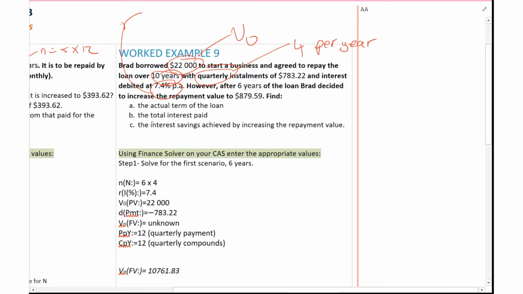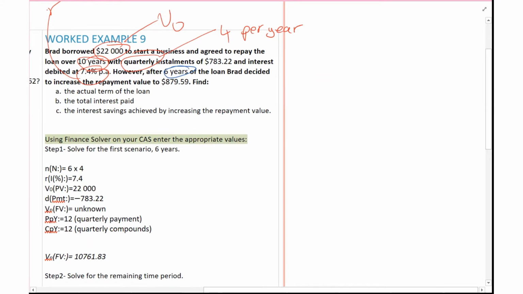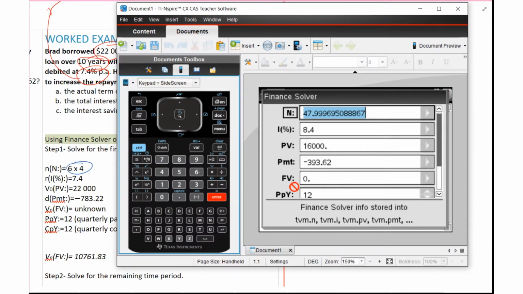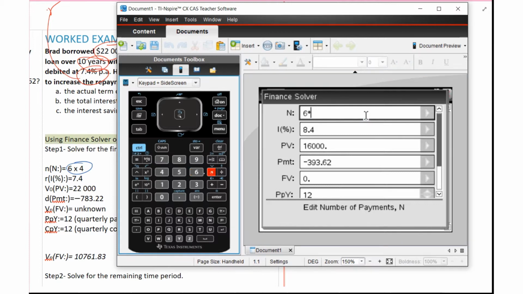However, after 6 years, Brad decided to increase the repayment. Find the actual term of the loan. See what you're doing here. It says after 6 years, so with that information, that's what I'm going to put in first. It's 6 years because then he changes. Then it's times 4 because it's quarterly. So I go 6 times 4.